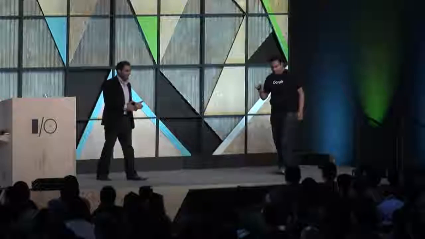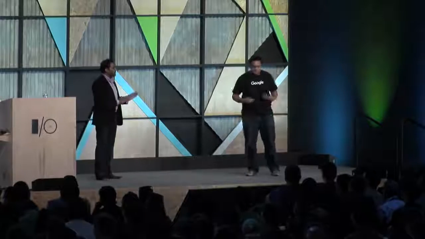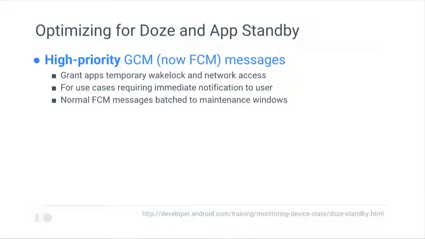No, your instant messages are going to make it through. So for that use case, as part of Doze and App Standby, we launched something called a high priority Google Cloud Messaging message, which now is Firebase Cloud Messaging, if you saw the announcements today. This high priority message is a push message that grants the application temporary wake lock and network access independent of the device's Doze state or if the app happens to be in app standby.